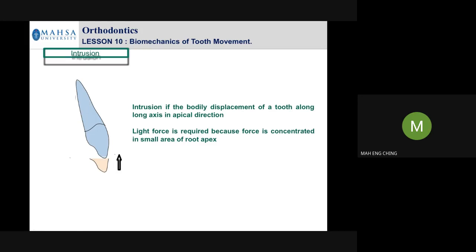What happens if you apply too heavy or high a force? It causes a lot of root resorption. The apex will disappear, or it causes severe root resorption. The more force or higher force you apply, the more resorption it can cause. So you must be very gentle for this intrusion.